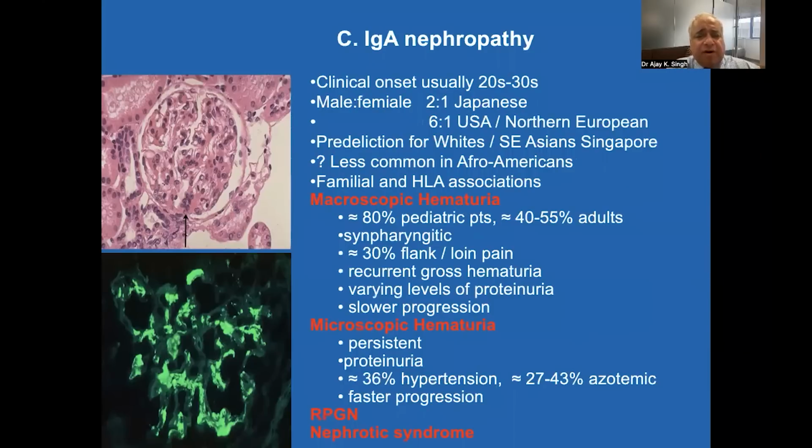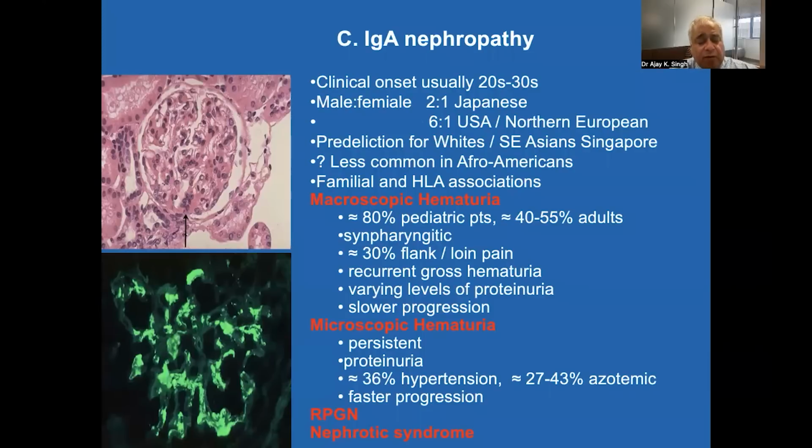IgA nephropathy has a clinical onset usually in the 20s or 30s, a preponderance of males rather than females. Predilection for whites and Southeast Asians, particularly from Singapore. Not clear whether this predilection for Southeast Asians is because they do more frequent biopsies in patients who present with hematuria, but the data is the data. Less common in African Americans. There are some familial and HLA associations.